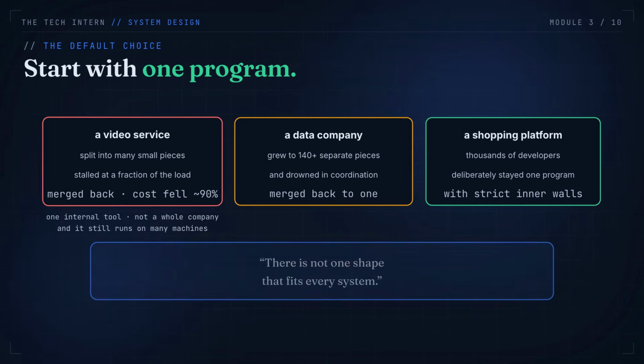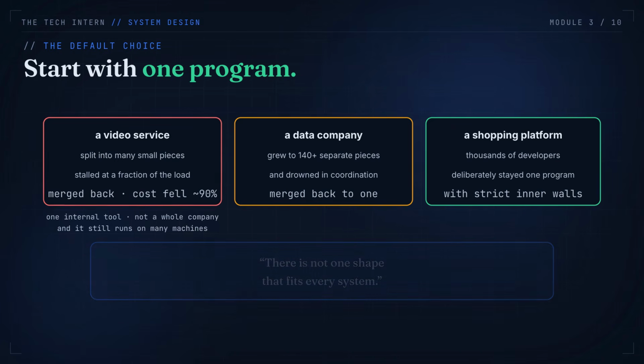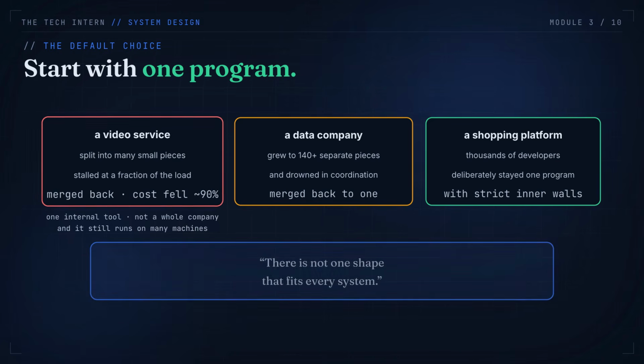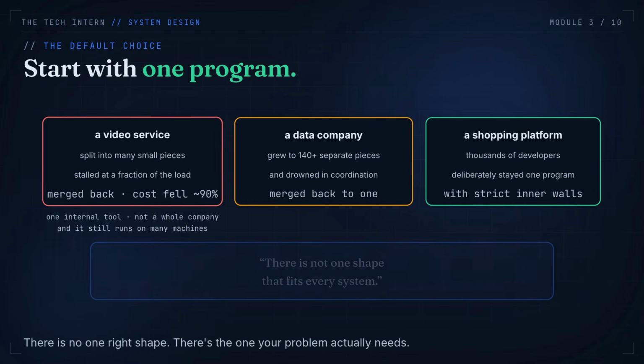The honest summary comes from Amazon's own chief technologist. "There is not one architectural pattern to rule them all." So Dabba starts as a monolith. Later in this video, when one specific piece gives us a specific reason, we'll split that piece out. And you'll see exactly what the reason was.